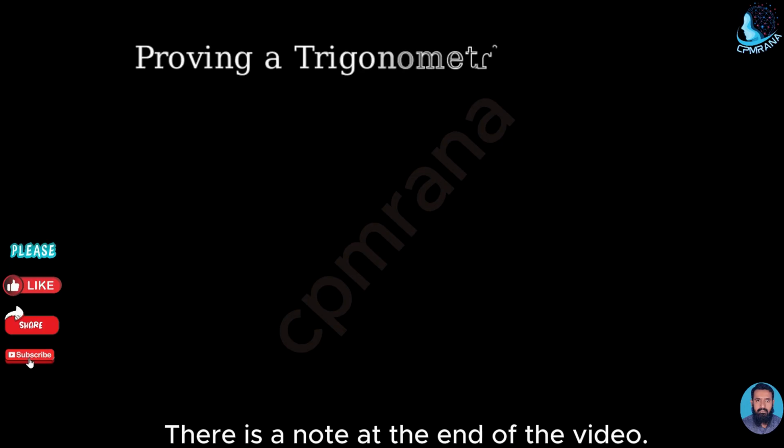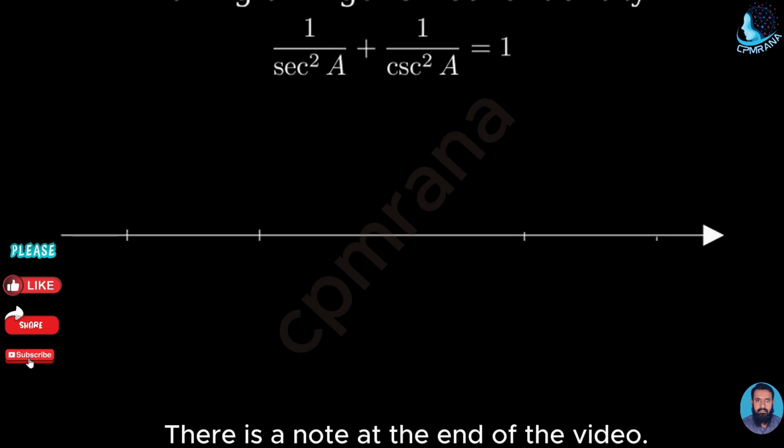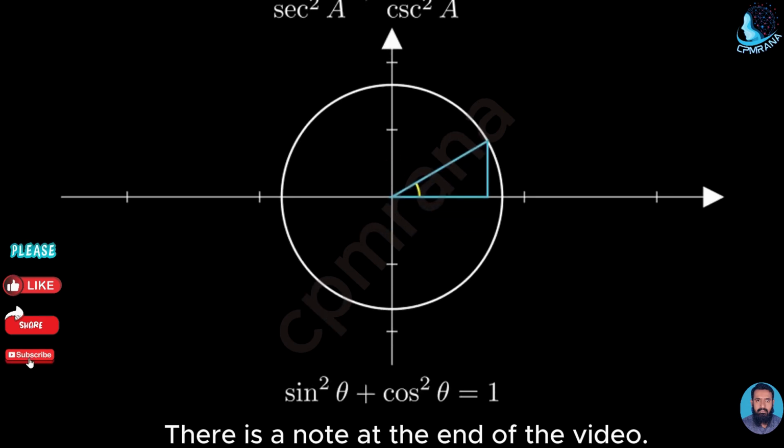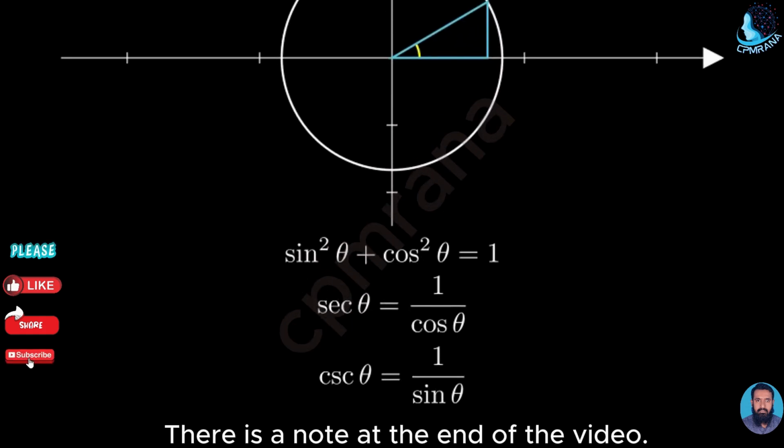Let's prove the trigonometric identity that states 1 over secant squared a plus 1 over cosecant squared a equals 1. To understand this proof intuitively, let's first recall some key relationships using the unit circle. In a unit circle, we know that sine squared theta plus cosine squared theta equals 1. We also know that secant is the reciprocal of cosine, and cosecant is the reciprocal of sine.